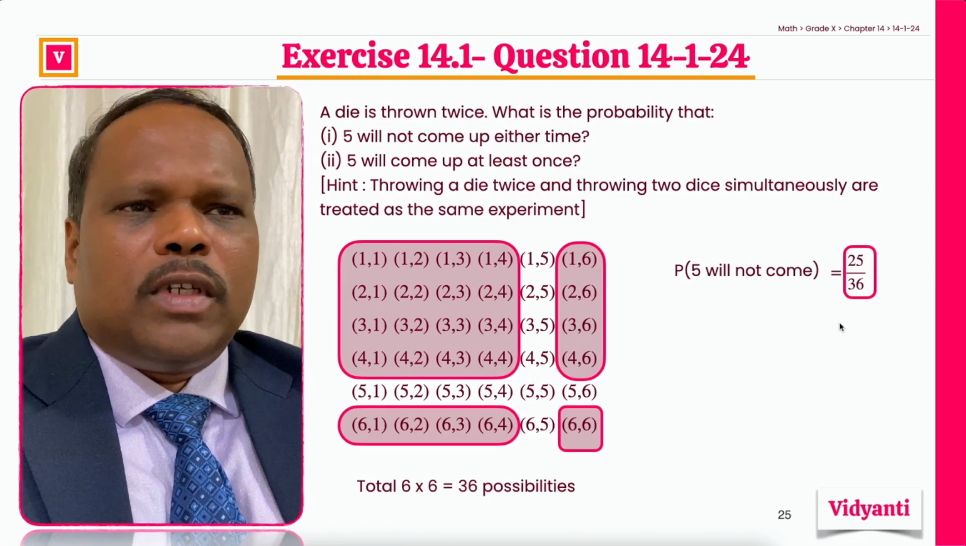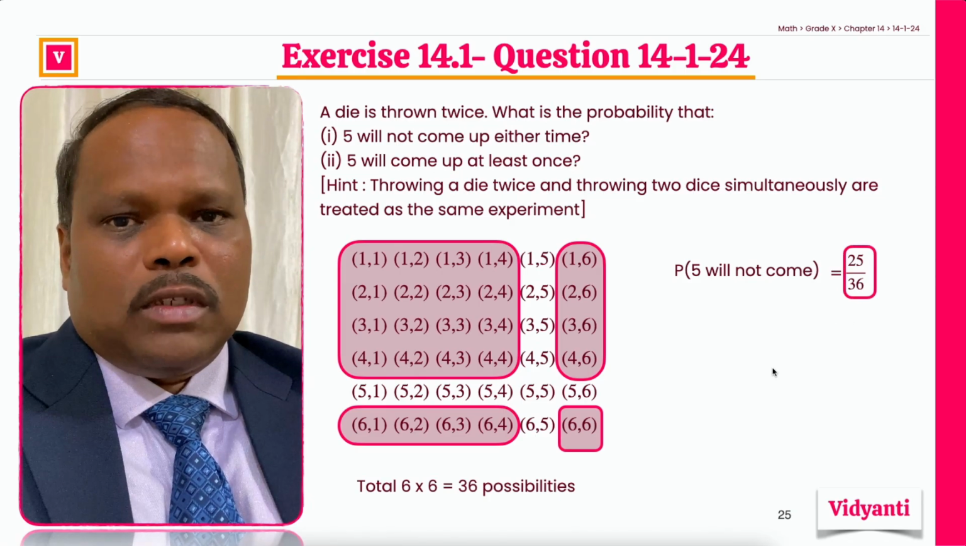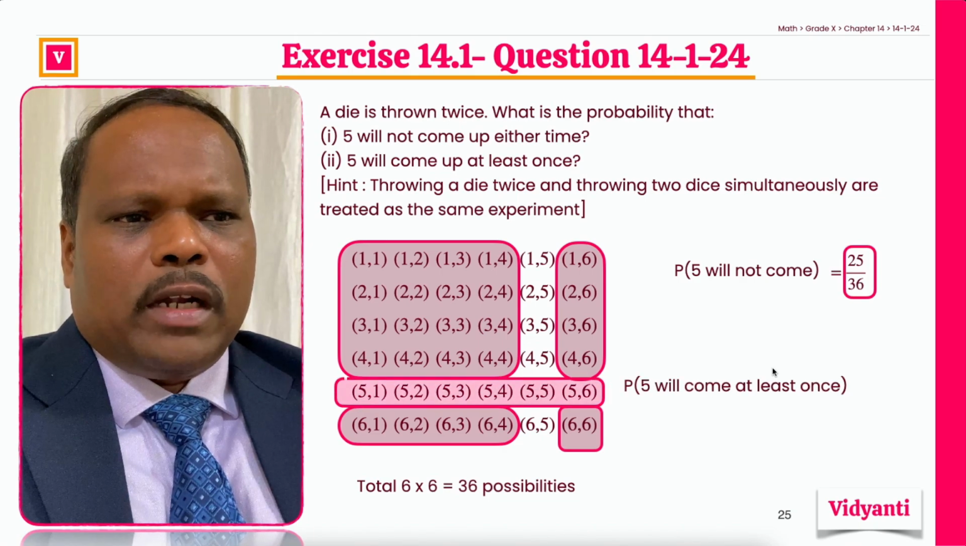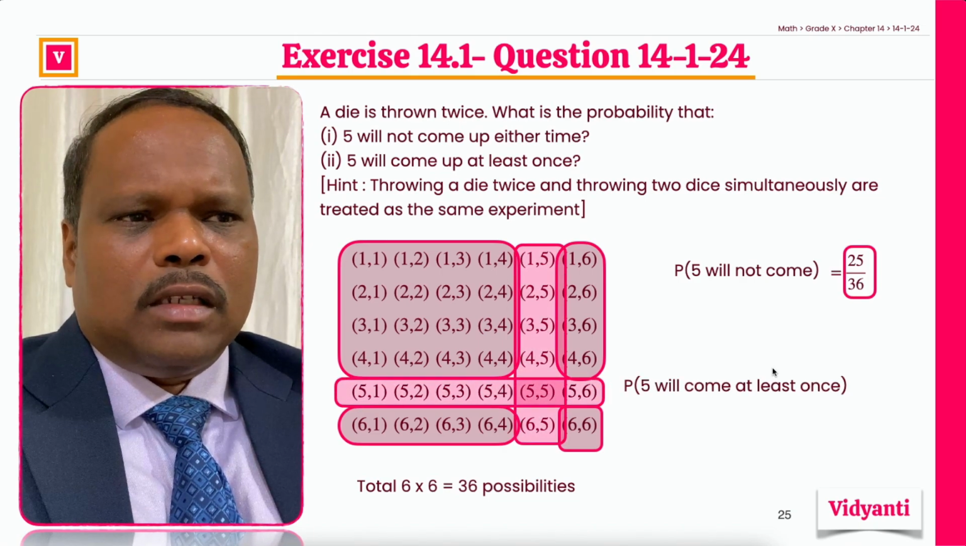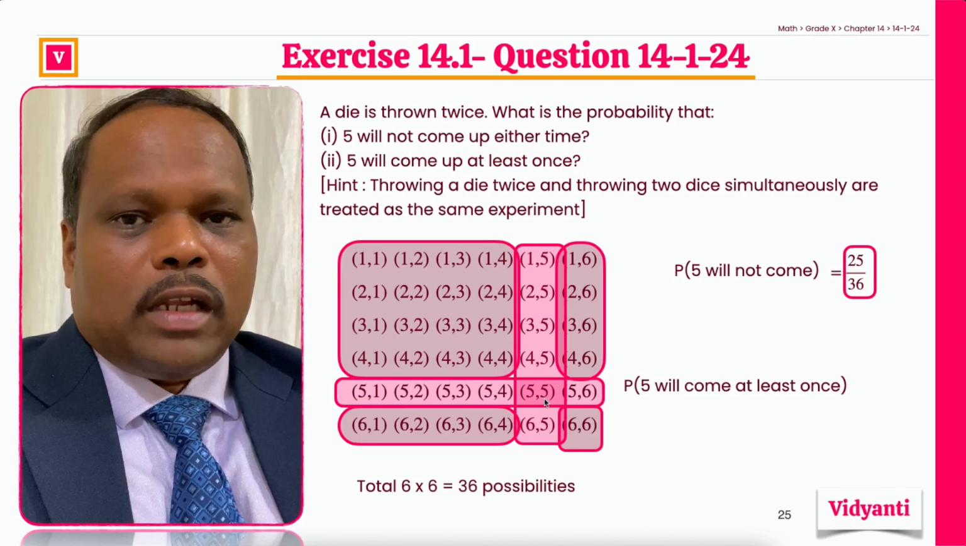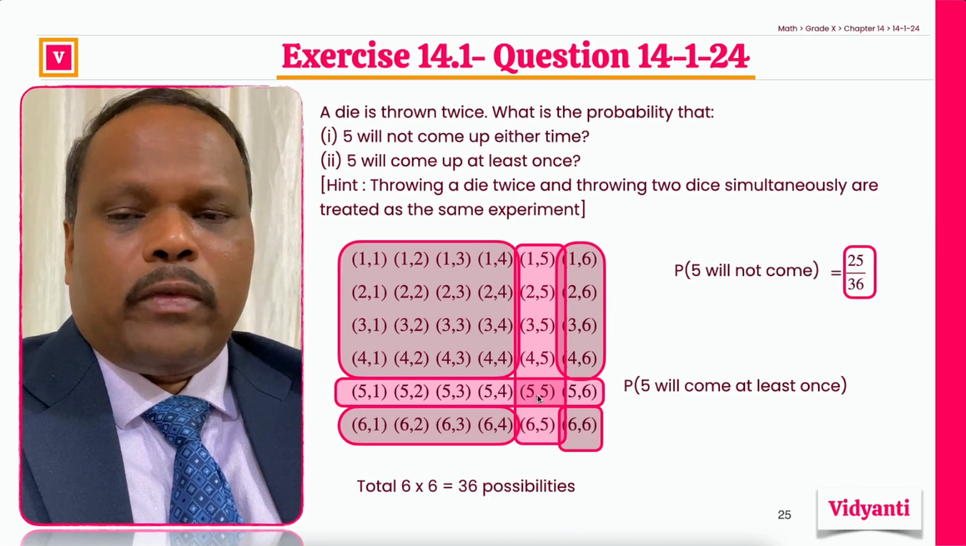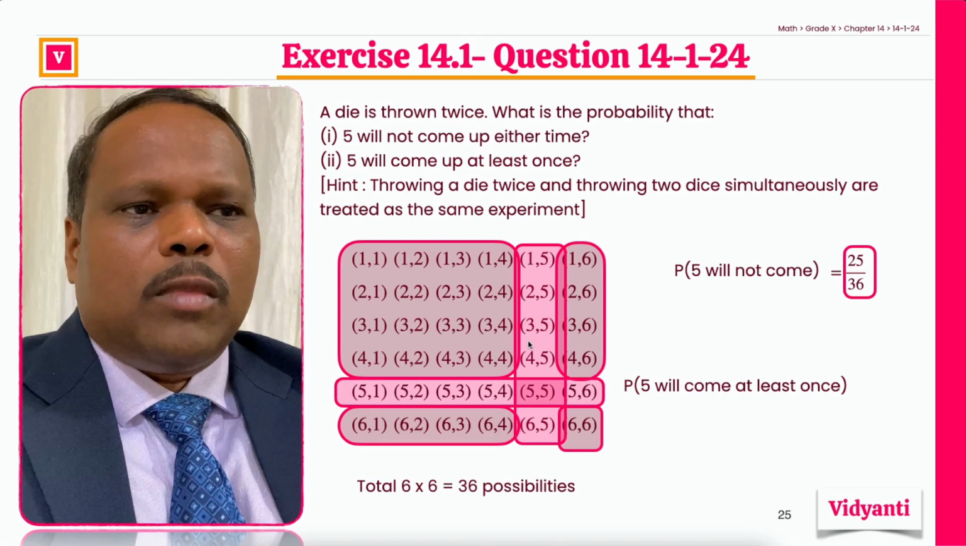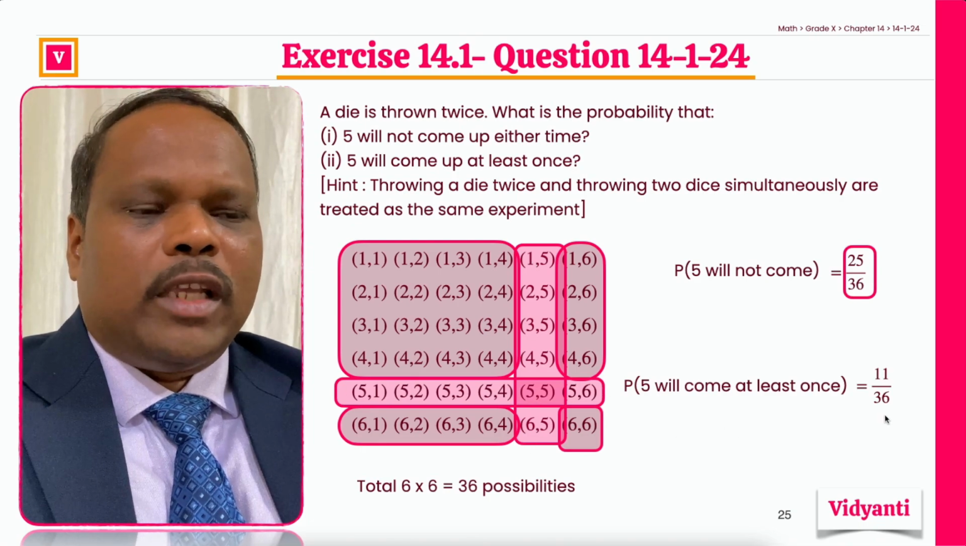And the second question is 5 will come up at least once. So 5 will come at least once, that is this one and this one. So altogether this is 6, and this is also 6, but that's not 12 because this 5 by 5 is already counted. So it is 6 plus 5. So altogether it is 11 by 36.